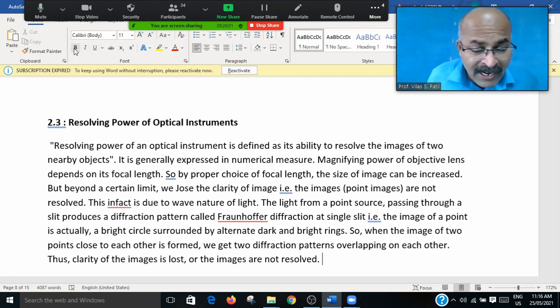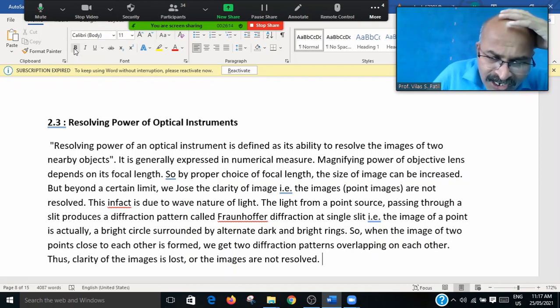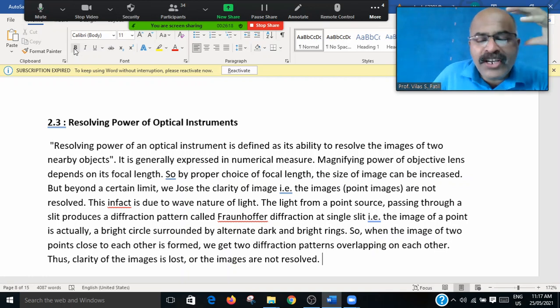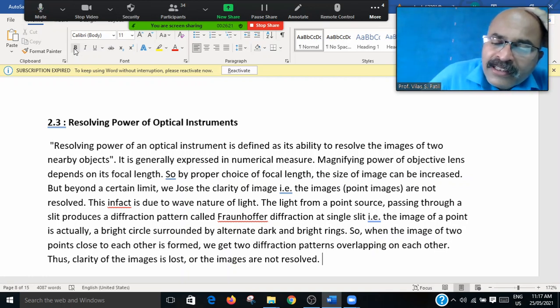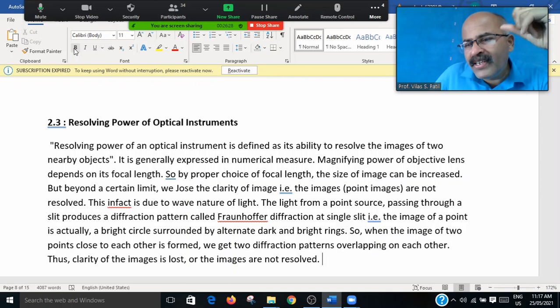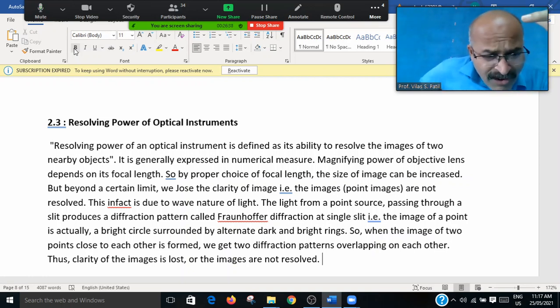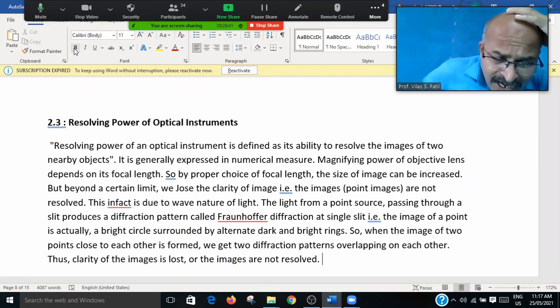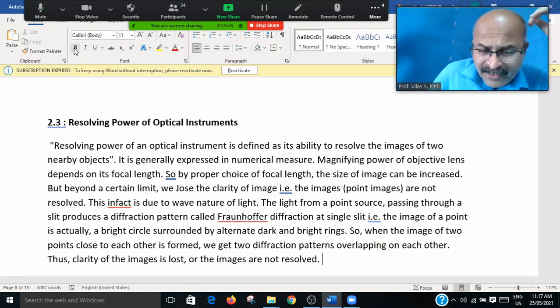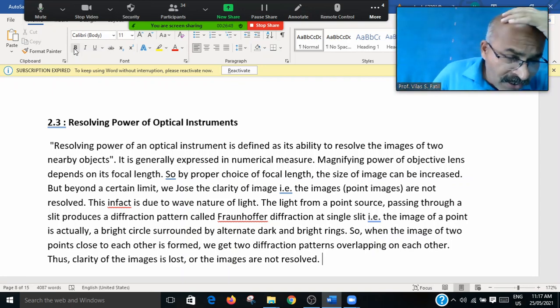The magnifying power of the objective lens depends upon the focal length. And the resolving power of the optical instrument is also dependent on the focal length. So by the proper choice of the focal length, the size of the image can be increased, but only up to a certain limit. If we choose different lenses, lenses of different focal lengths and different widths, then the magnifying power increases slightly. But beyond a certain limit we lose the clarity of the image, that is, the point images are not resolved.